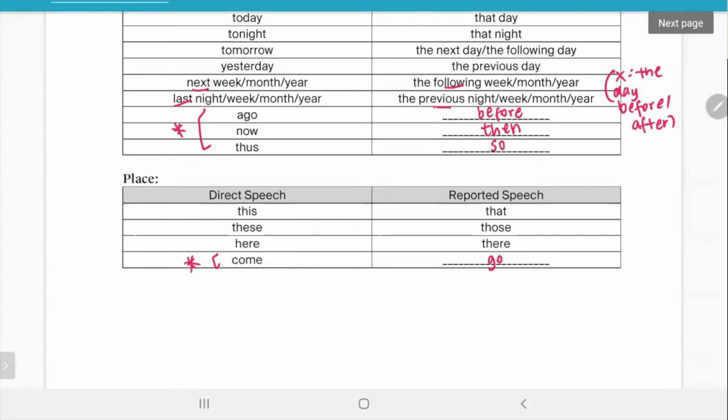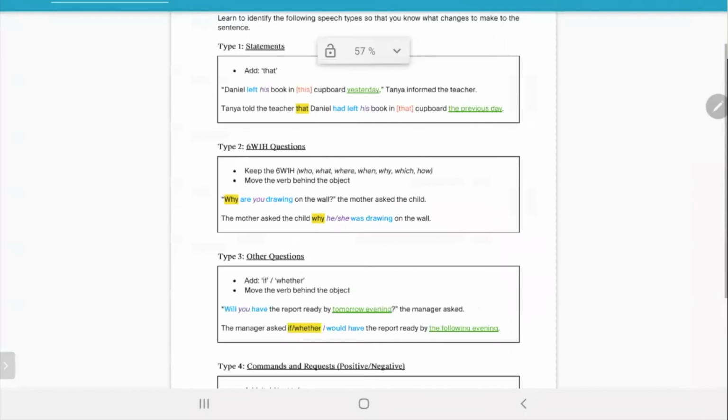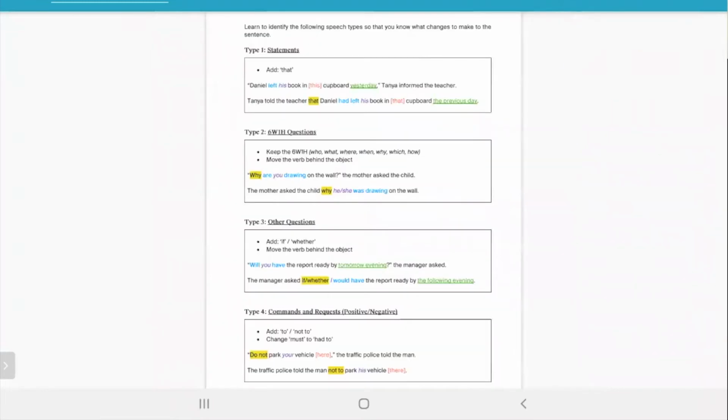Now I am moving on. So the 4 things just now is something that you have to change for all direct to indirect questions. The next step is to identify what they want exactly. So can you flip to this page? We have statements, 6W1H questions, other questions, and commands and requests. Do you have these 4?